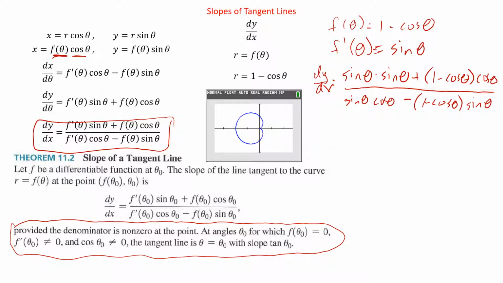Easy peasy. We'll simplify this just a little bit. So dy over dx equals, we have sine squared theta plus cosine minus cosine squared, over sine times cosine. Let's see, that'll be minus sine plus sine cosine.